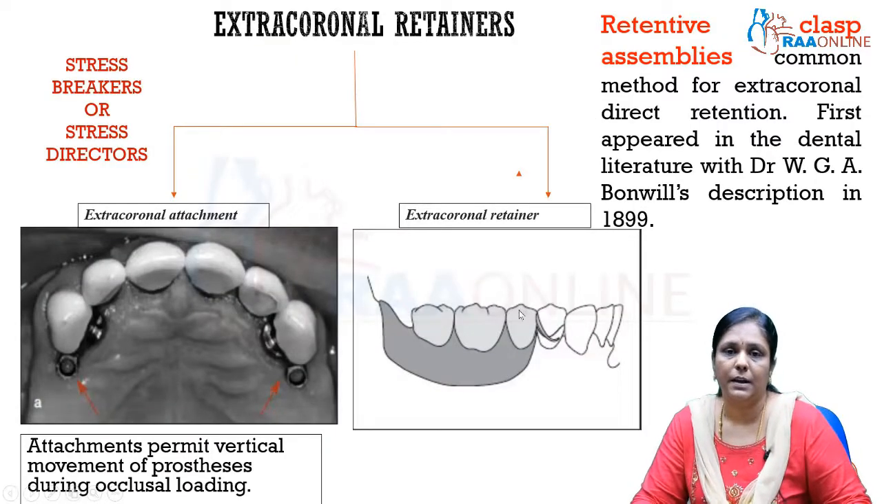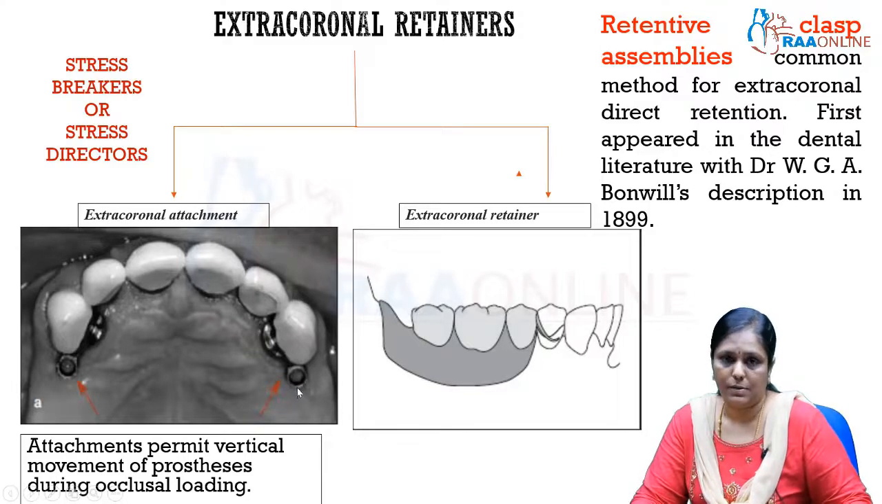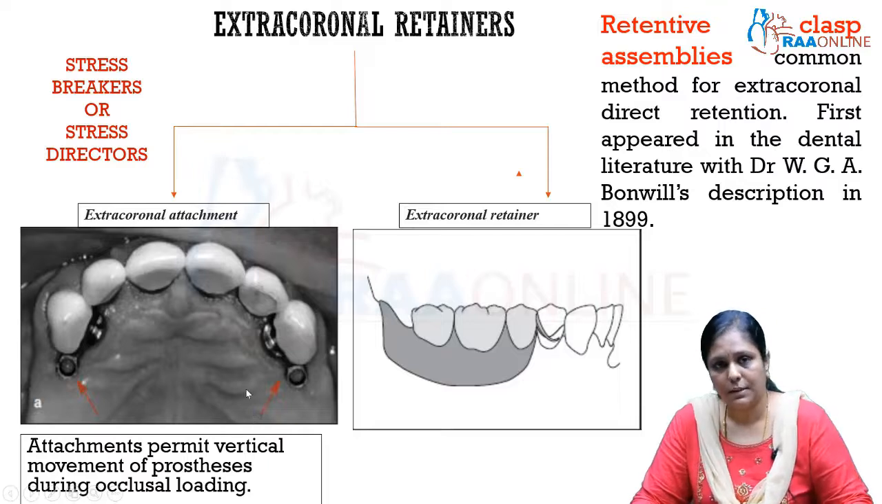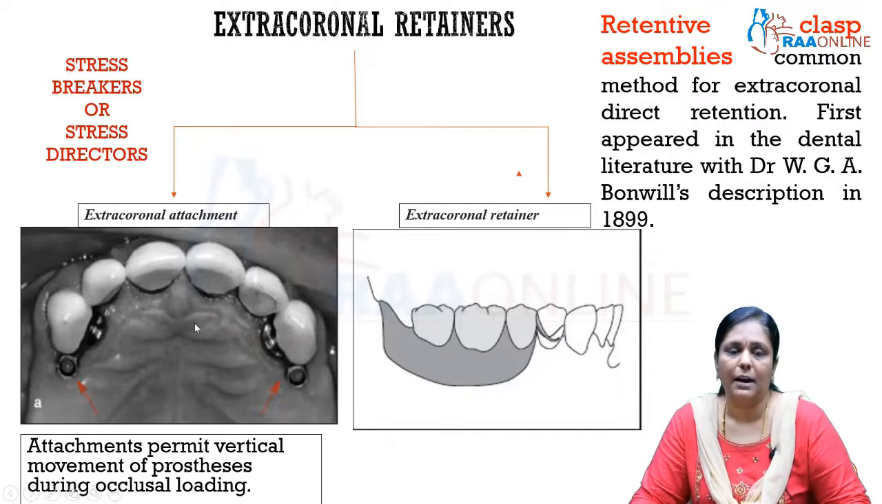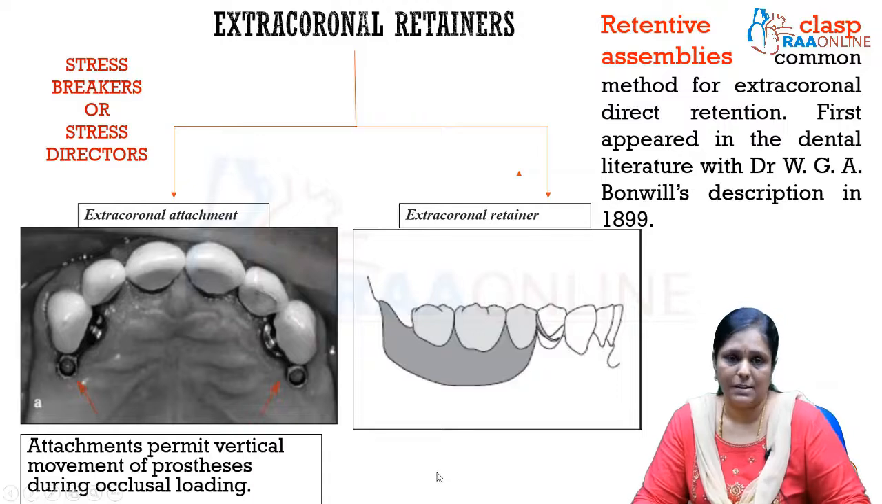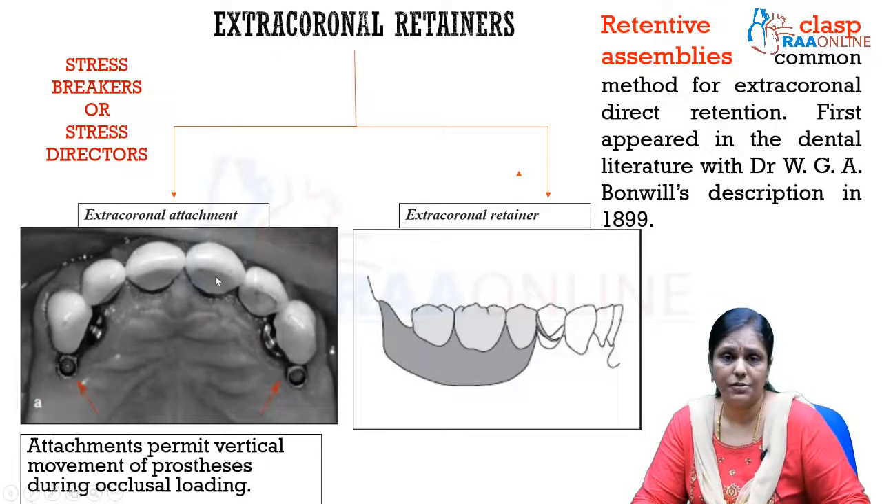Moving on to the discussion of extracoronal retainers. Now we'll discuss the types of extracoronal retainers. Extracoronal retainers can again be divided into two types, wherein you can see an extracoronal attachment, as I said in the previous slide. You can see the attachment here outside the crown surface. What is the importance of these kinds of extracoronal retainers and how do they differ from the extracoronal clasp assembly? This attachment is actually designed to function as a stress breaker or stress director.